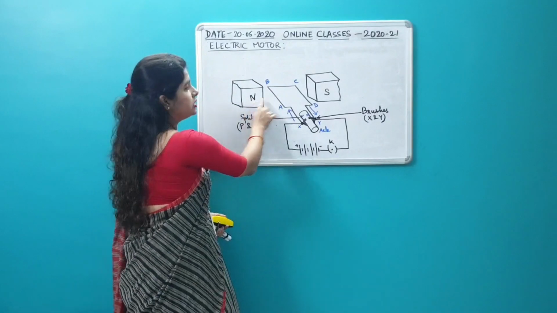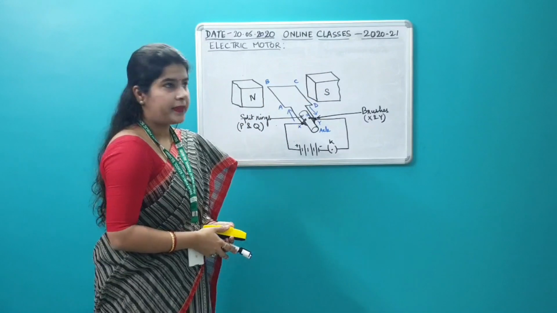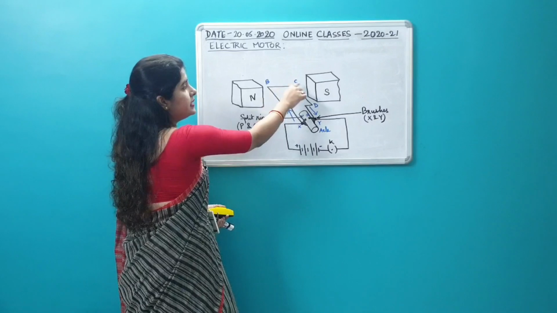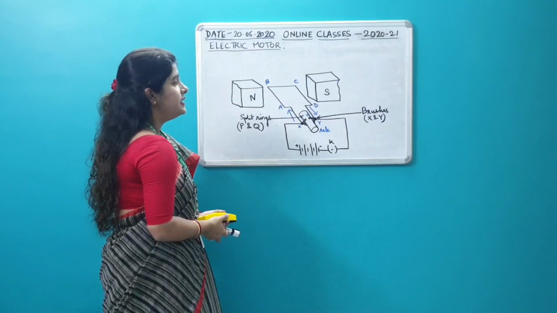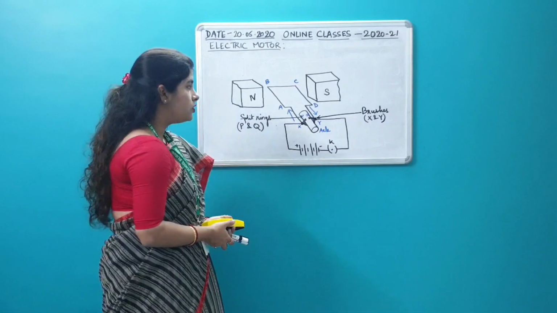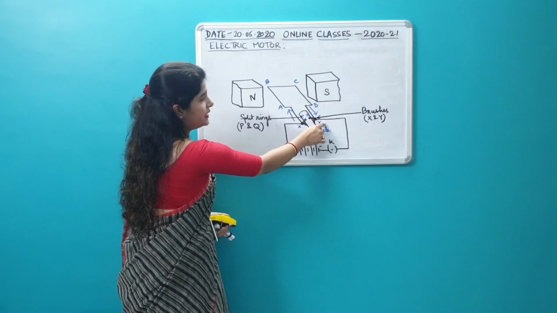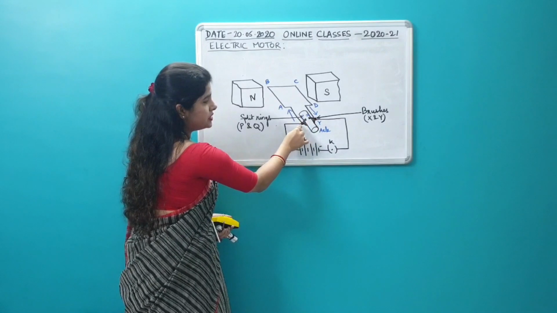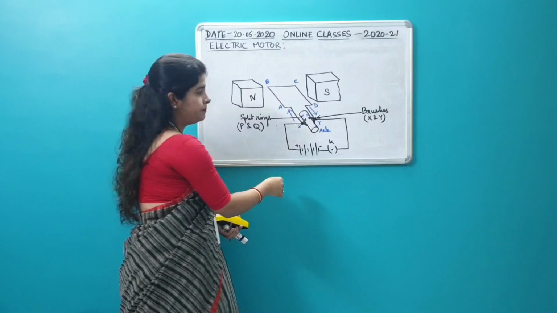I have written North Pole, South Pole. So these are the two poles of the magnet. And this is a rectangular coil A, B, C, D. This rectangular coil is attached to the brushes. X and Y are called the brushes. I hope you can see, I have written it with blue ink.